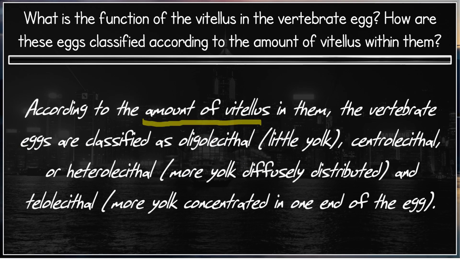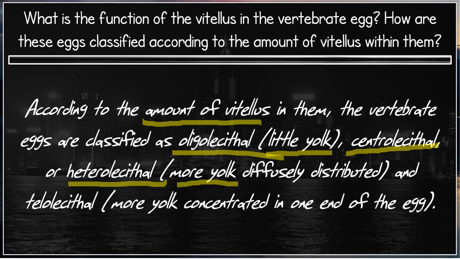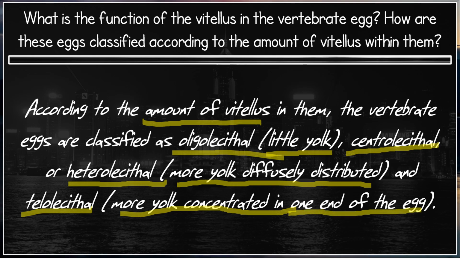According to the amount of vitellus in them, the vertebrate egg is classified as oligolecithal, meaning little yolk, centrolecithal, or heterolecithal, having more yolk diffusely distributed, and telolecithal, more yolk concentrated in one end of the egg.